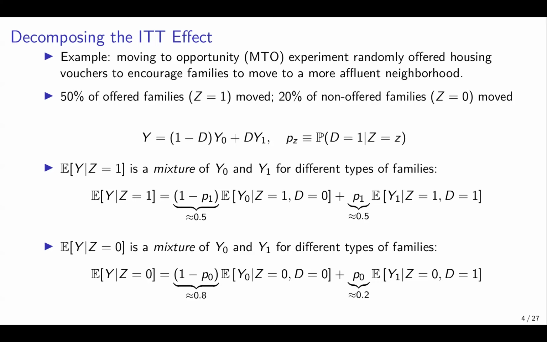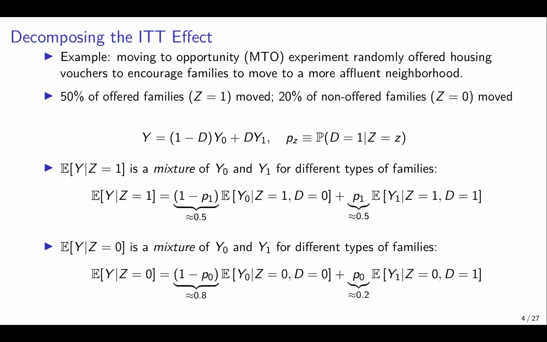So in particular, we're just using iterated expectations here. The expectation of y, given that z is 1, is equal to 1 minus p1 times the expectation of y0, given that z is 1 and d is 0, plus p1 times the expectation of y1, given that z is 1 and d is 1. And then I have just put in what the values of those probabilities are in this example. So we've got a 50% mix of these Y0 outcomes and a 50% mix of these Y1 outcomes.